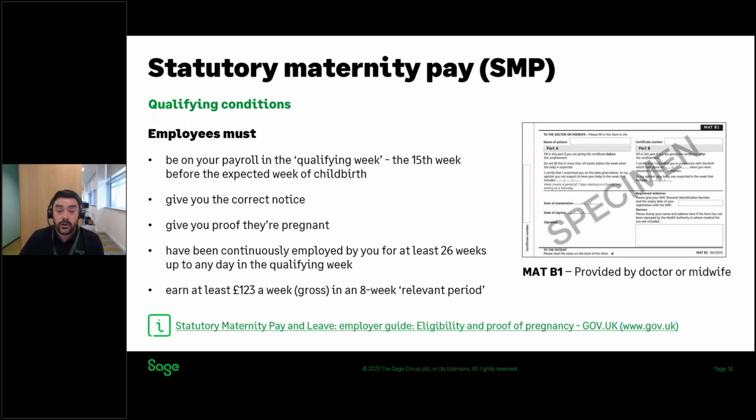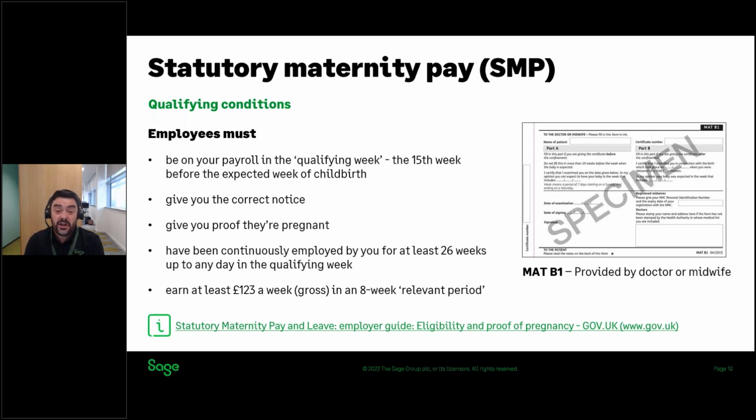They need to give you the correct notice. So that's usually 15 weeks before the due date and 28 days for the date that they want to start their leave. They need to provide proof that they're pregnant in the case of maternity, which is a MAT B1 certificate. When it comes to adoption, the evidence would be a matching certificate. And they need to have been continuously employed by you for at least 26 weeks up to any day in the qualifying week. So 26 weeks up to that 15th week before the due date.